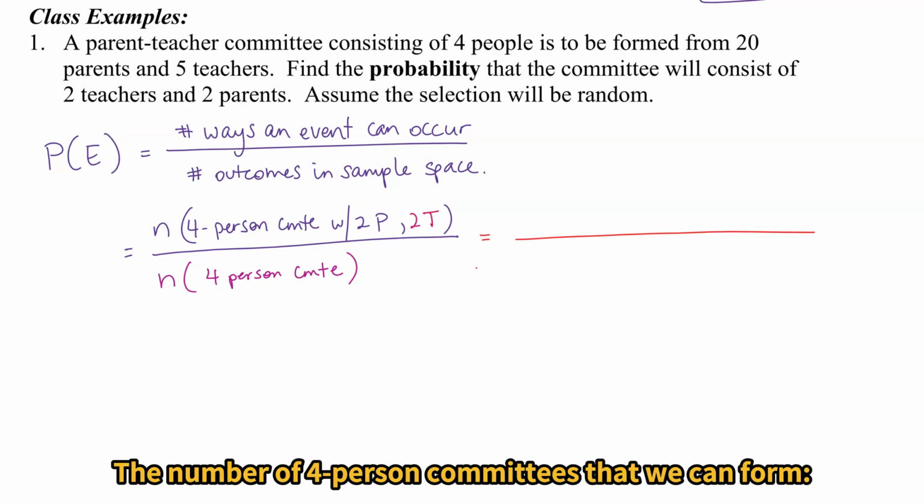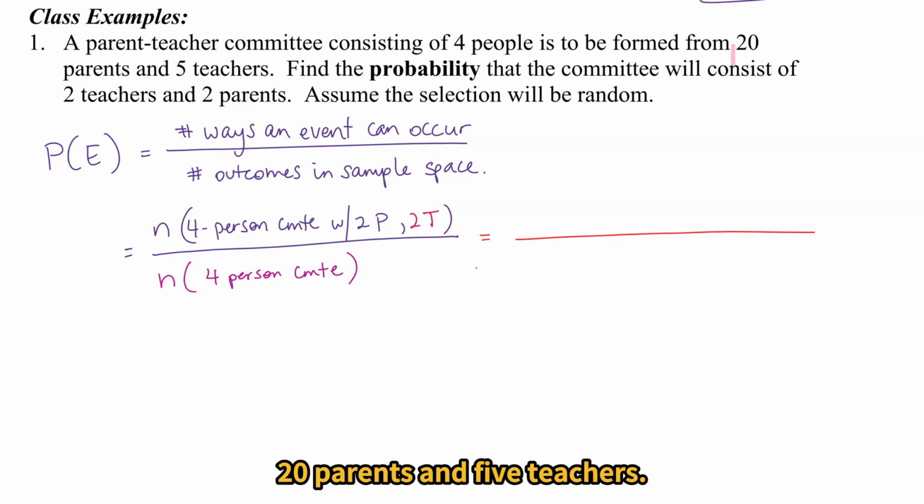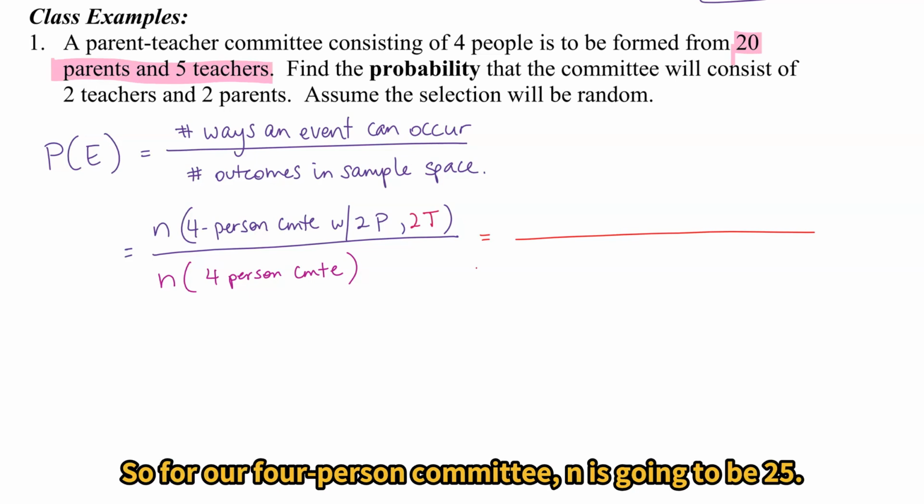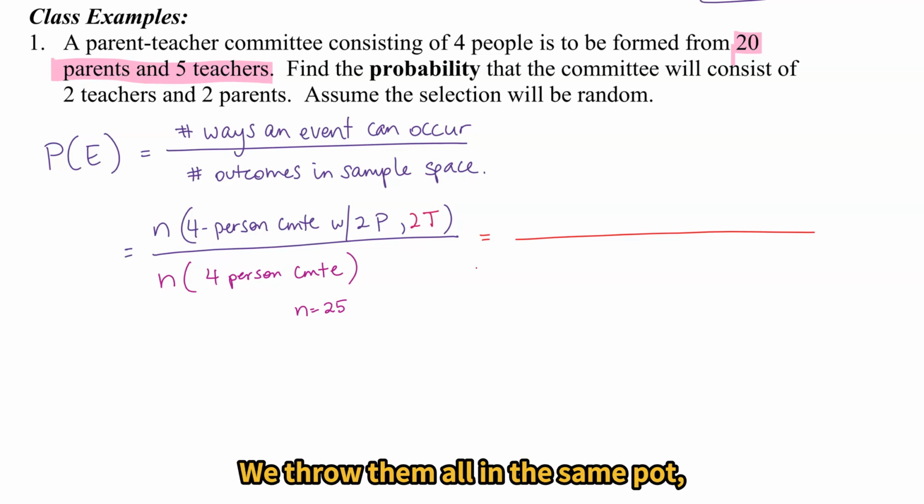The number of 4-person committees that we can form, the total number of people, we have 20 parents and 5 teachers. So for our 4-person committee, N is going to be 25. We're going to take them all together. We don't care if they're a parent or a teacher. We throw them all in the same pot and we draw 4 names out.